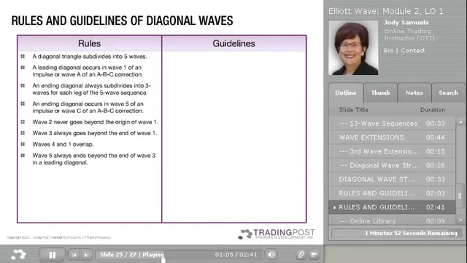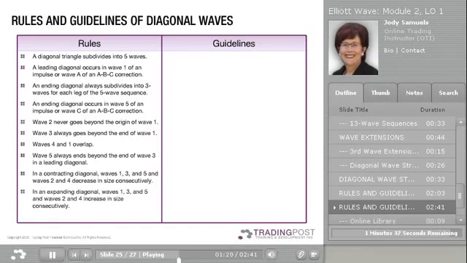9. In a contracting diagonal, waves 1, 3, and 5 and waves 2 and 4 decrease in size consecutively. And 10. In an expanding diagonal, waves 1, 3, and 5 and waves 2 and 4 increase in size consecutively.